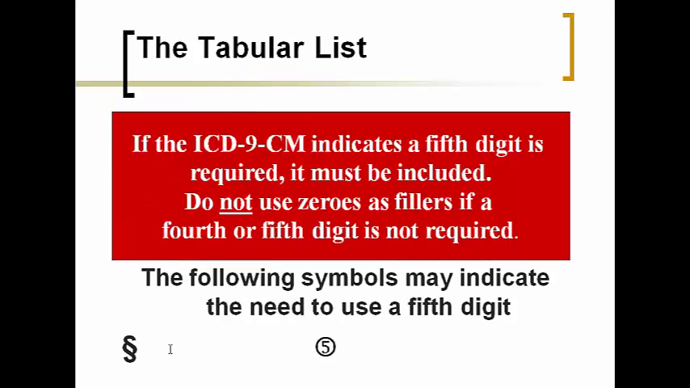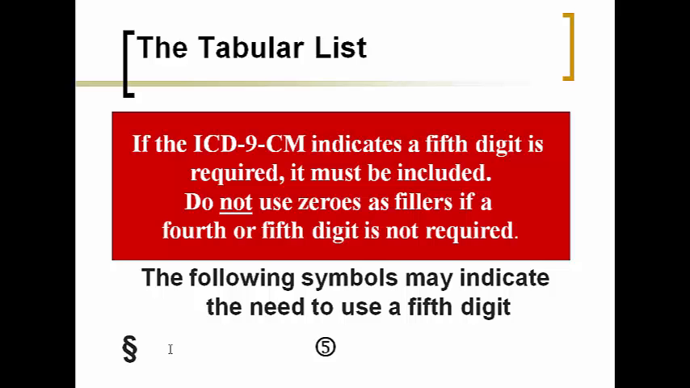Another important thing to realize and rule is that you do not use zeros as fillers. If you don't need a 4th or 5th digit, do not put a 0. For instance, if your code is 486, then use 486. Do not use 486.00 thinking that you must need 5 digits. That is not the case.